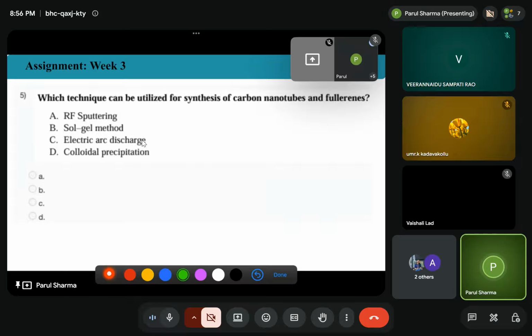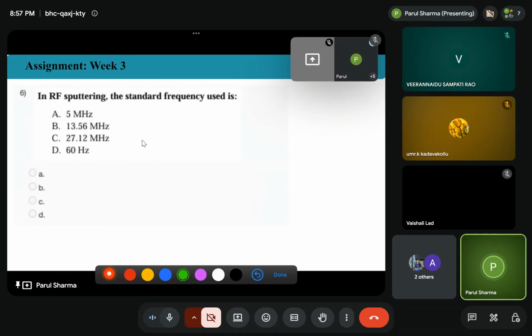The next is, which technique can be utilized for synthesis of carbon nanotubes and fullerenes? We saw that using the electric arc discharge method, we can synthesize carbon nanotubes and fullerenes. So the answer is C. In RF sputtering, the standard frequency, we just saw, is 13.56 megahertz. So the correct answer is B.